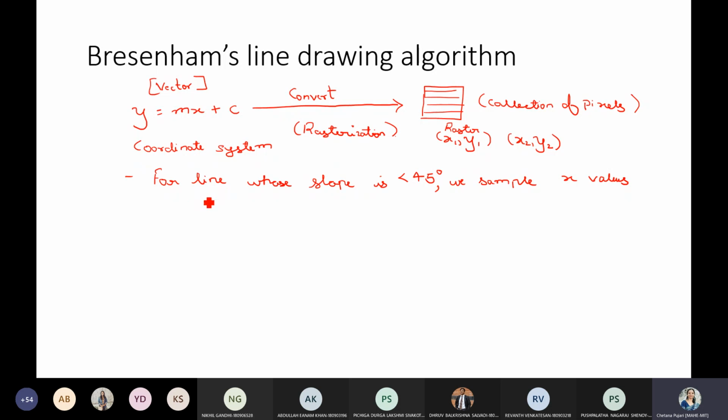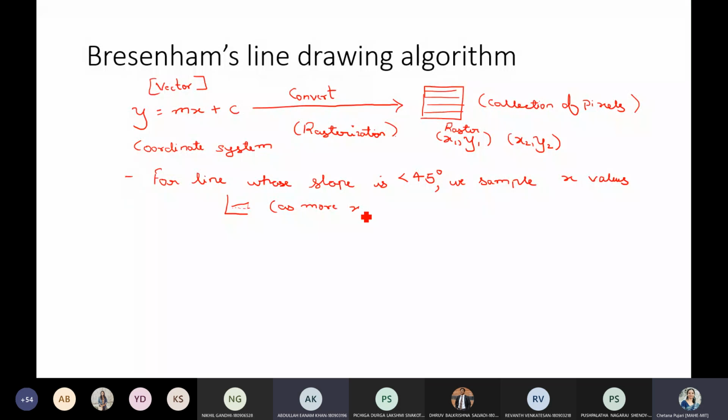So in short, it will look something like this. It's less than 45, it will be here. So obviously your y value will be smaller than your x value. Your delta x is large in this case. So hence you will be taking more samples of x, and less of y. So when your slope is less than 45 degrees, we are going to take more samples of your x values. This is just a recap, or you can say a summary, of what we did in the previous class.